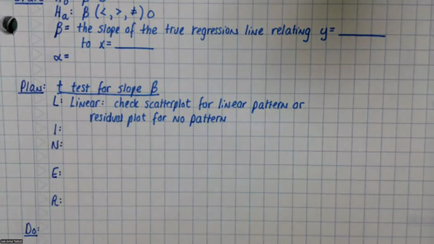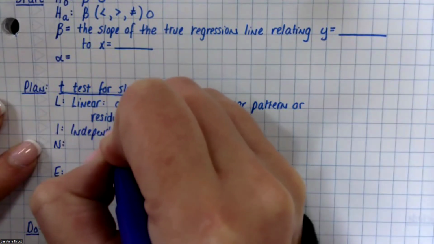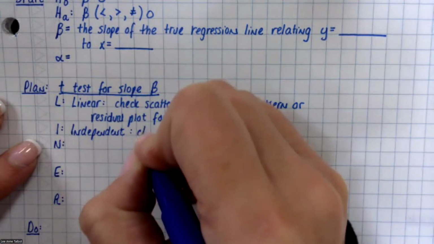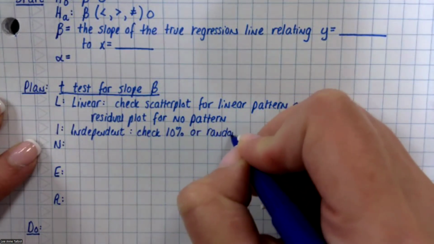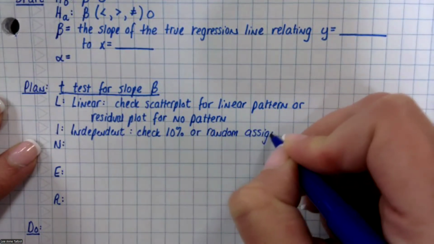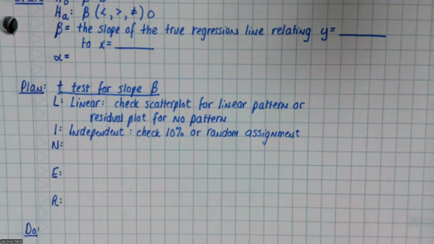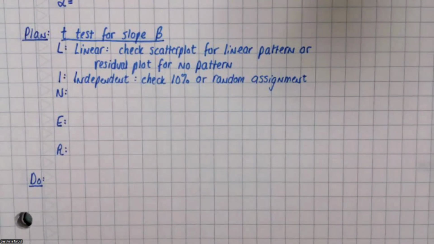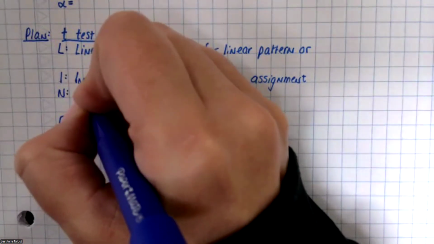Okay. What does I stand for? Independent. And that is 10% condition or random assignment. What's N stand for? Normal.